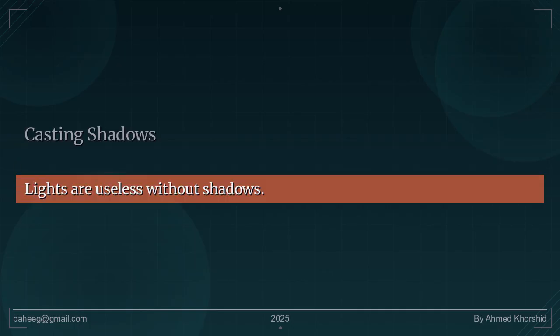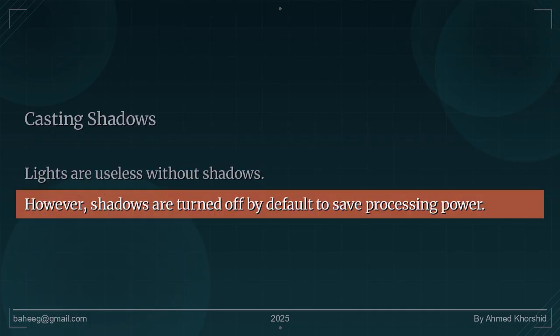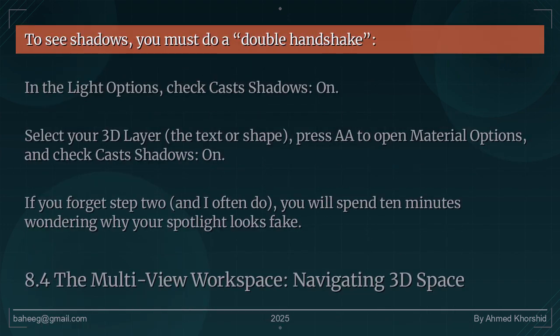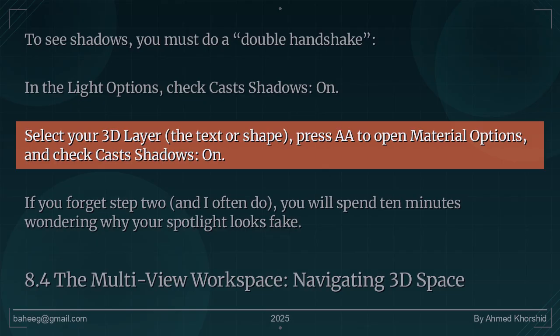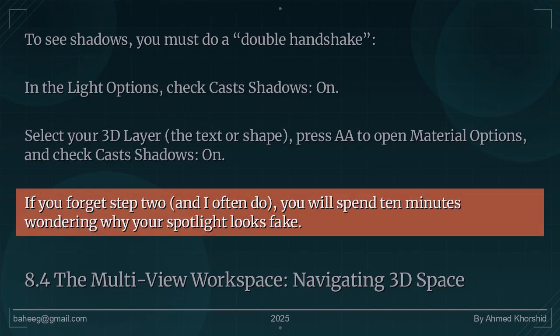Casting shadows. Lights are useless without shadows. However, shadows are turned off by default to save processing power. To see shadows, you must do a double handshake. 1. In the light options, check Casts Shadows, on. 2. Select your 3D layer, the text or shape, press AA to open Material Options, and check Casts Shadows, on. If you forget step 2, and I often do, you will spend 10 minutes wondering why your spotlight looks fake.